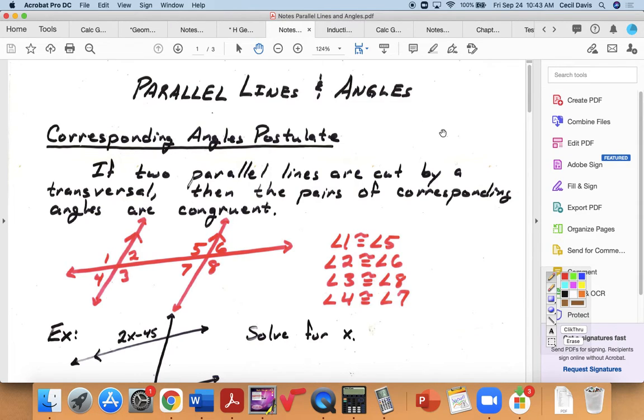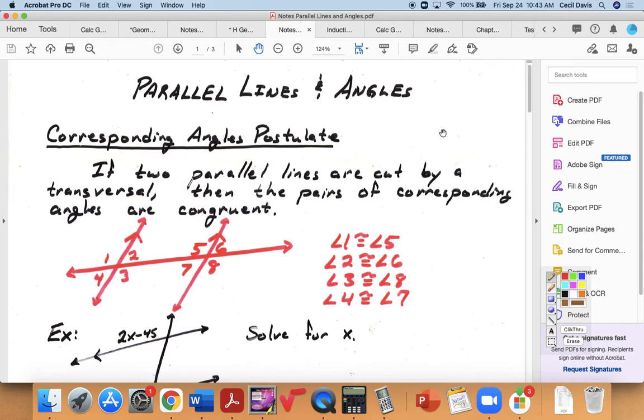So yesterday we learned all these different types of angles. Today we're going to learn about how they are related to each other. These relationships only work if the lines are parallel. If the lines are not parallel, none of these are true. Okay? So the first one is called the corresponding angles postulate.